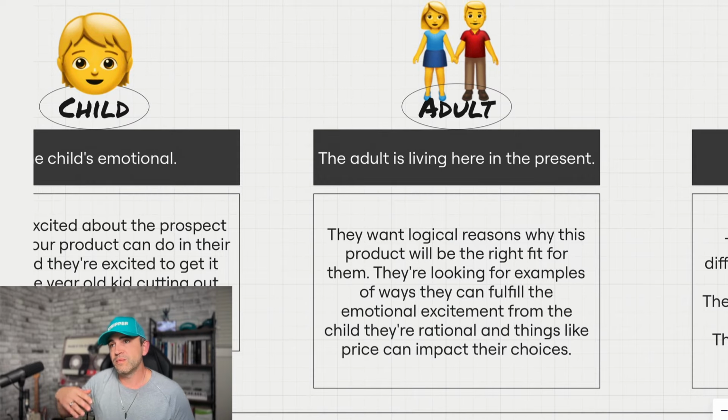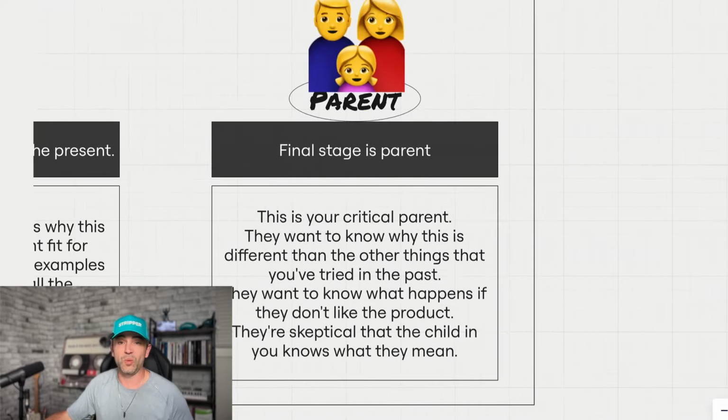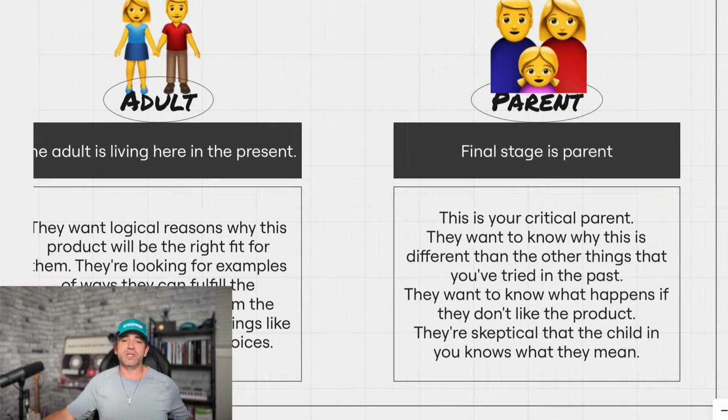And once you've kind of verified the logic to the benefits, you've proven that this is something that is valuable to you and it's something that you want and something you can see in your life, we're going to bring in the parent. This is the final stage in transactional analysis or transactional psychology. And it's essentially the critical parent. The critical parent is looking for reasons why they shouldn't buy your product. What's different about this than things I've tried before? What features make this different? How can you reverse the risk here?